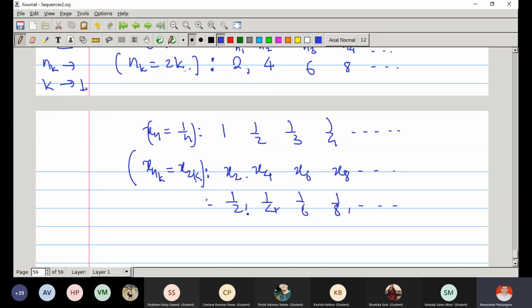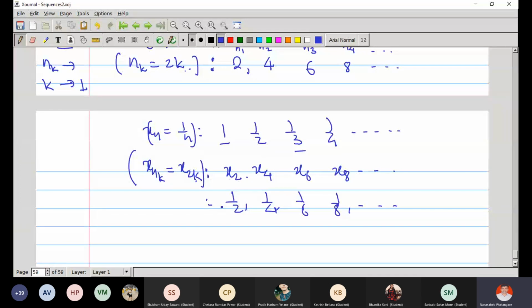And therefore this new sequence is obtained from the original sequence. Which terms are deleted? Odd terms. Terms at odd positions are deleted. So in this way we obtain the subsequence.